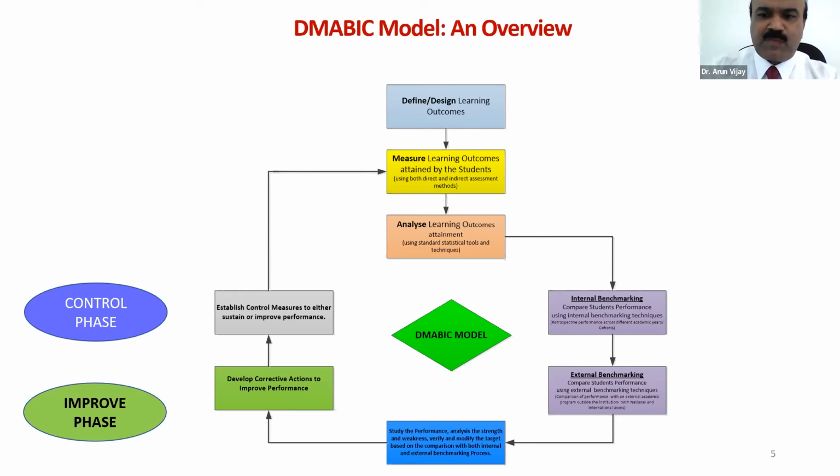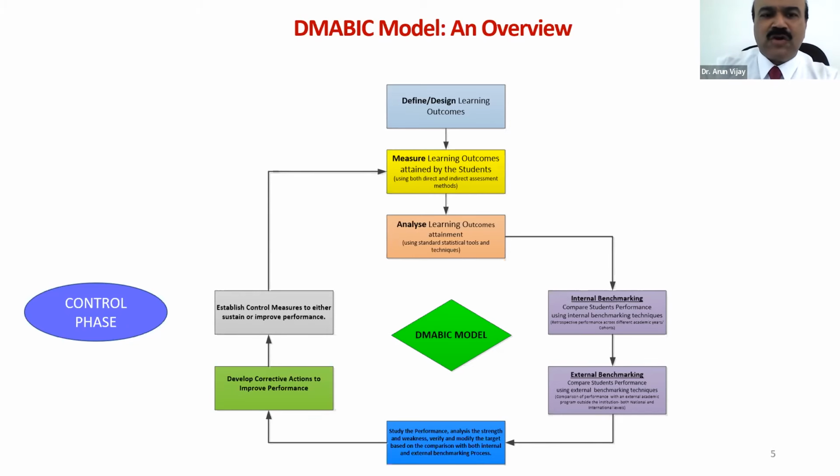So the outcome of the benchmarking process is that we gather information and good practices to improve our performance. Then the next phase, the improve phase, will start. We develop an improvement plan, and corrective action plans are developed on how to improve the performance of the student with regard to the learning outcome. The last phase is the control phase.